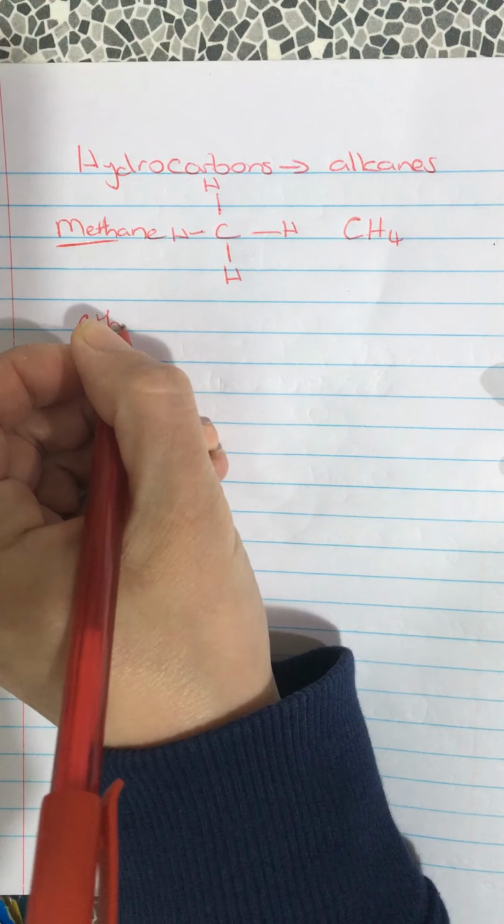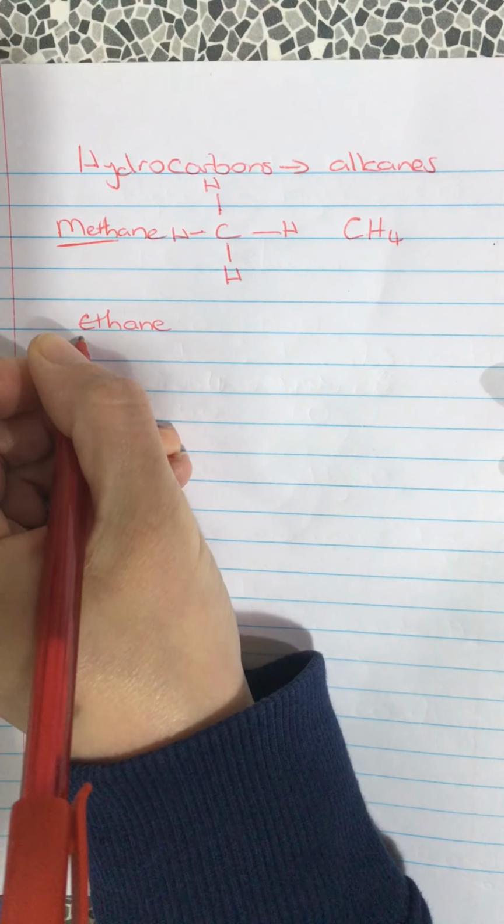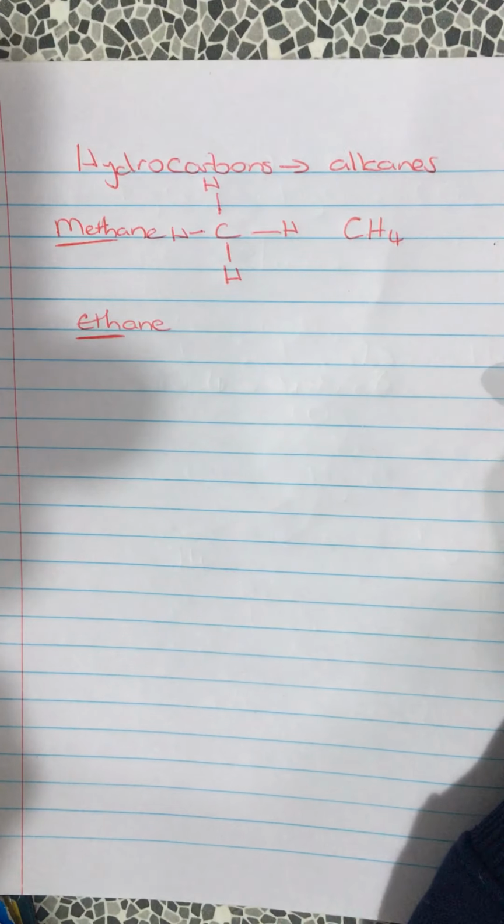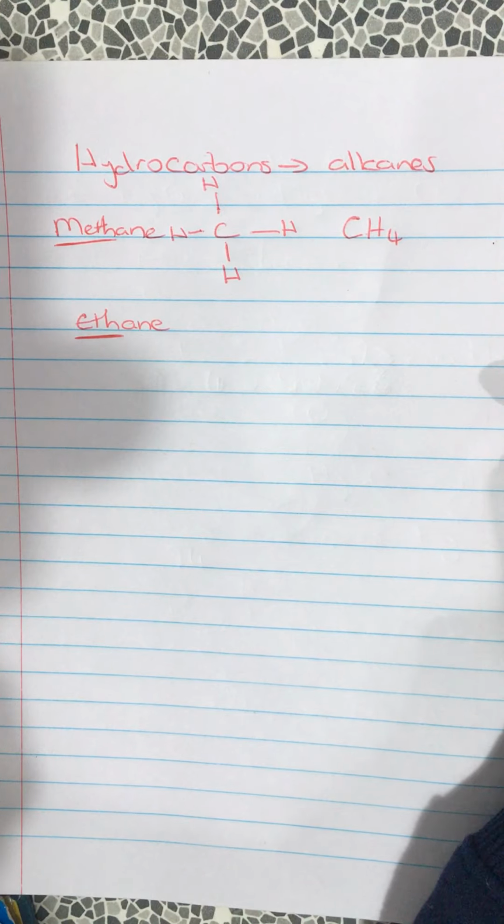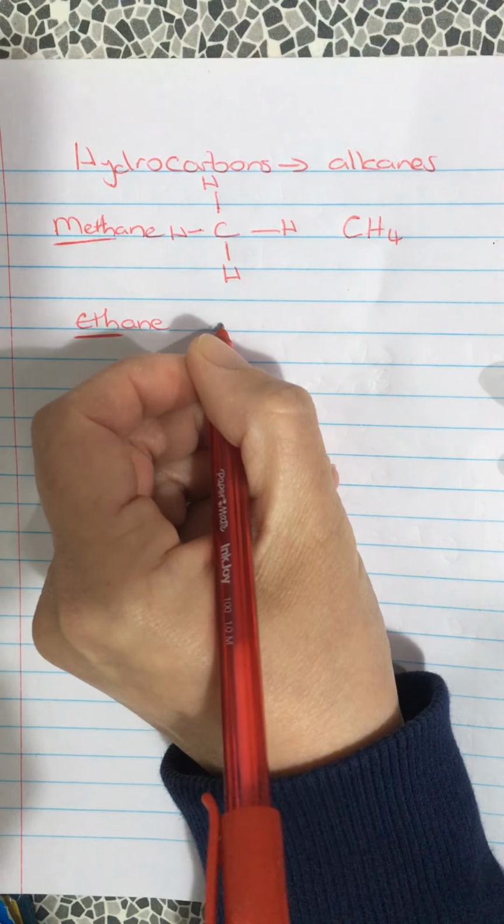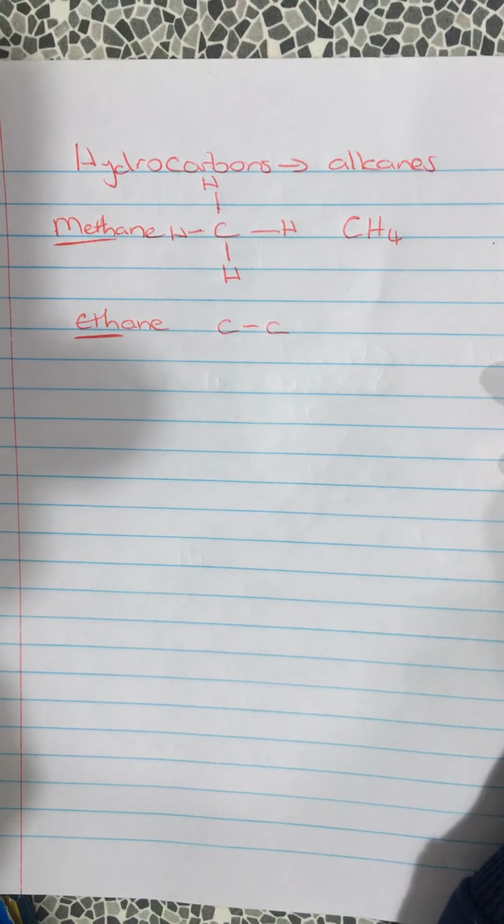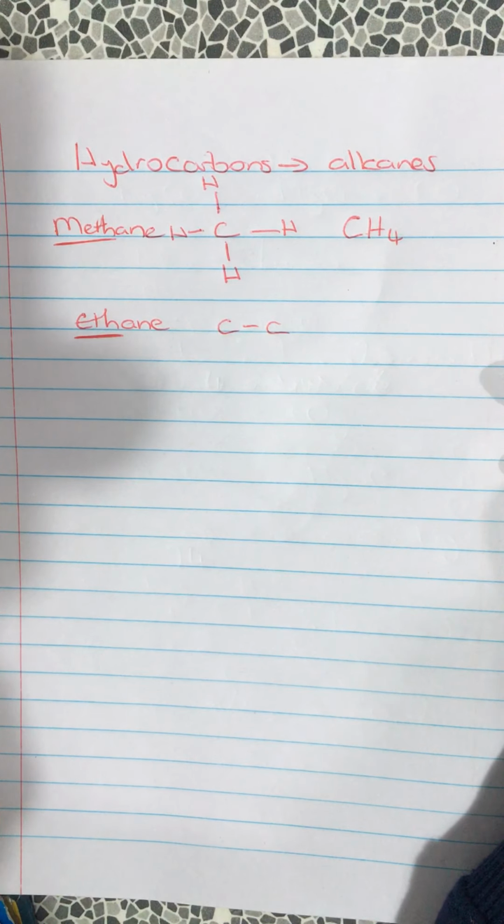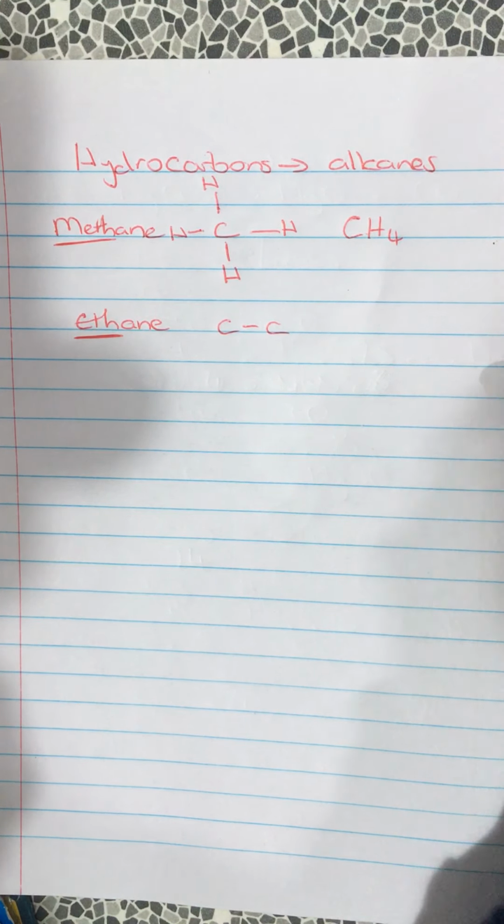Ethane. So again, eth relates to the number of carbons. Anything beginning with eth contains 2 carbons. Ethanol is the alcohol that you find in beer, wine, etc. It contains 2 carbons. It's ethanol, ethane, ethanol.